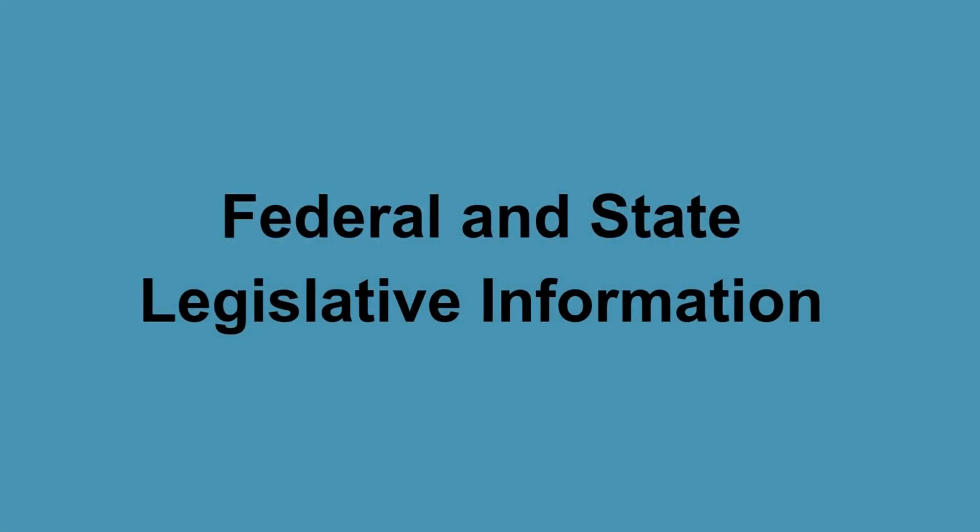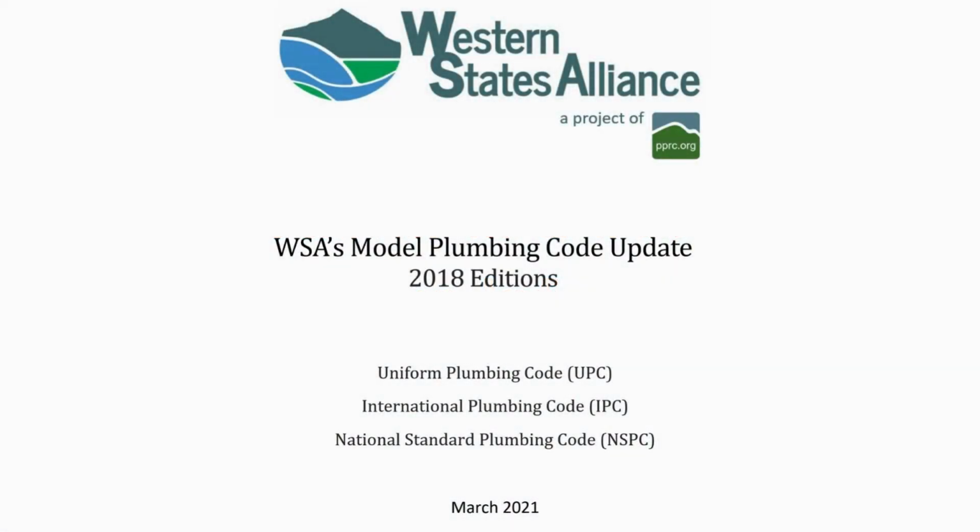Federal and state legislative information. Most states adopt plumbing codes, which are typically updated every 3 years, a few years after the codes are updated. Western States Alliance provides summaries of the model plumbing codes. See the 2015 or the 2018 edition of the Model Plumbing Code Summary.